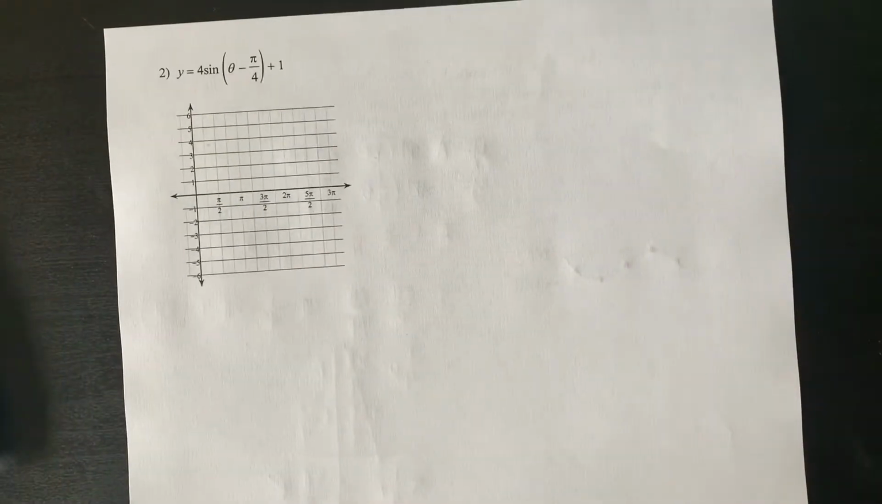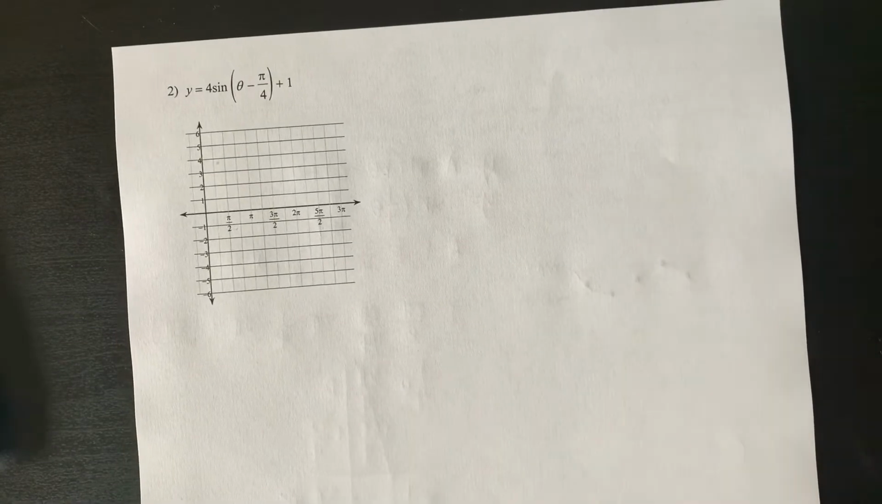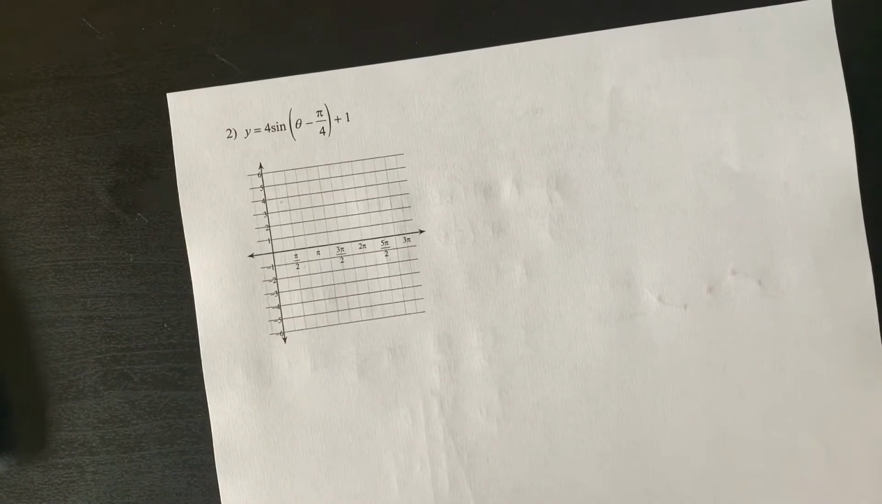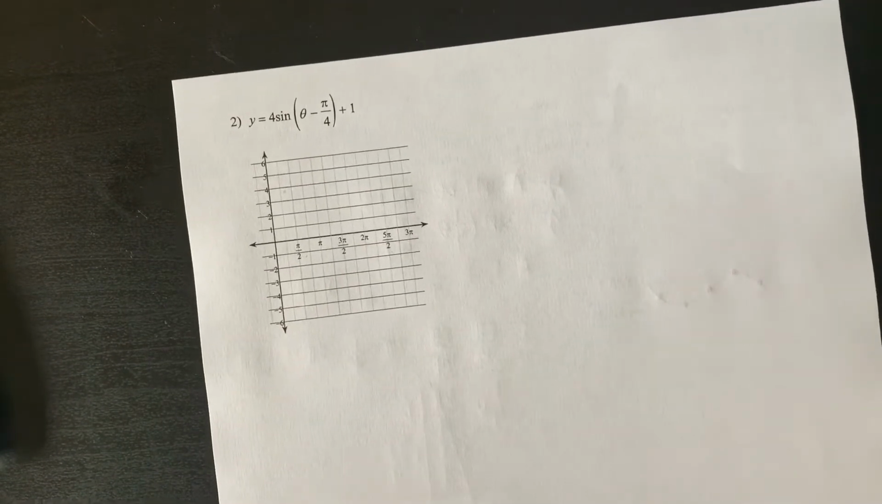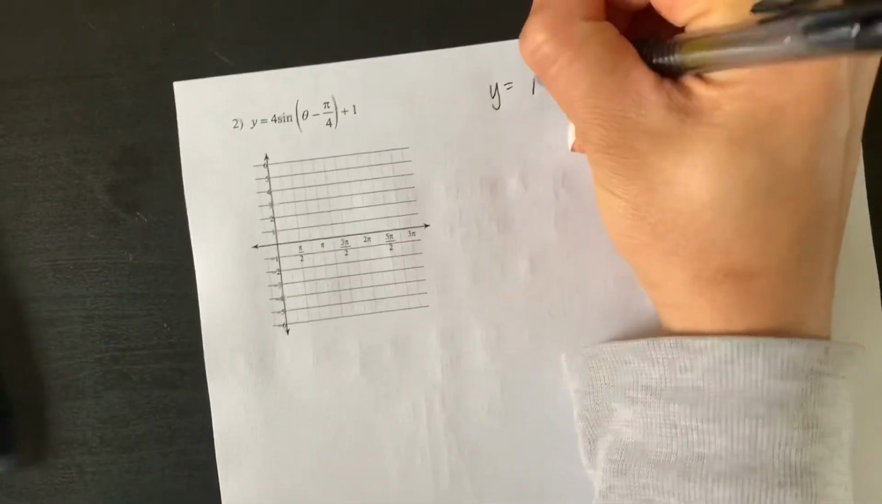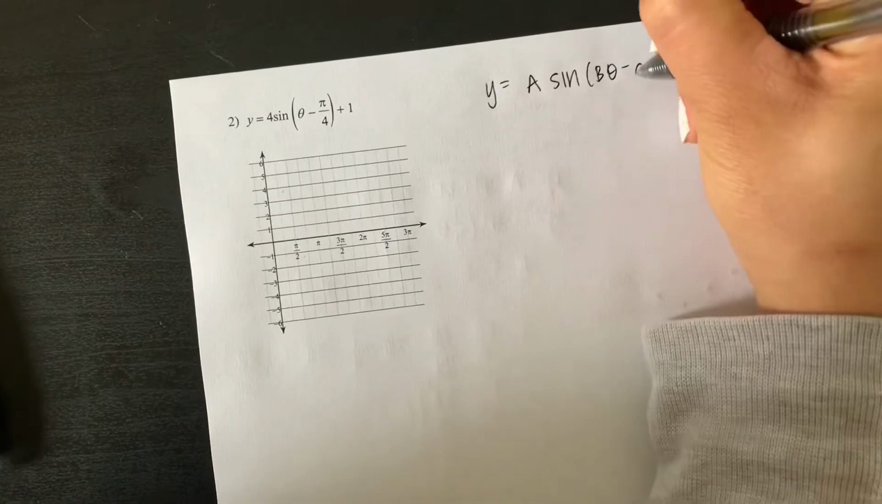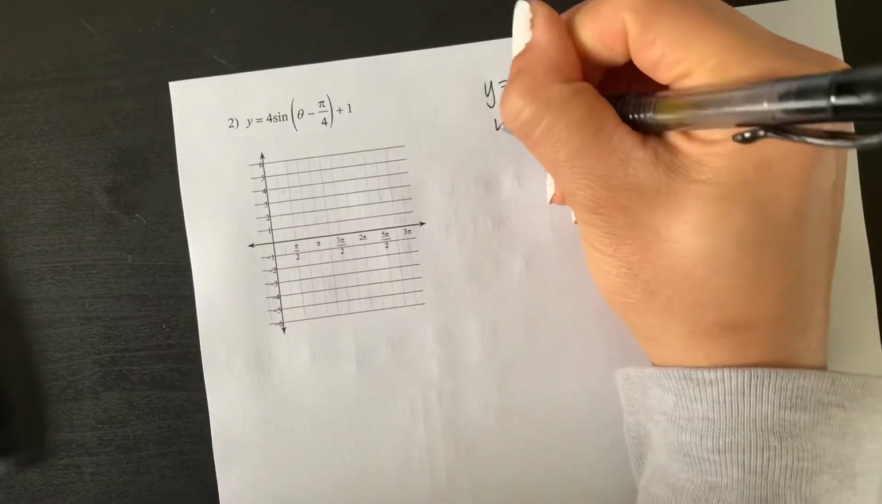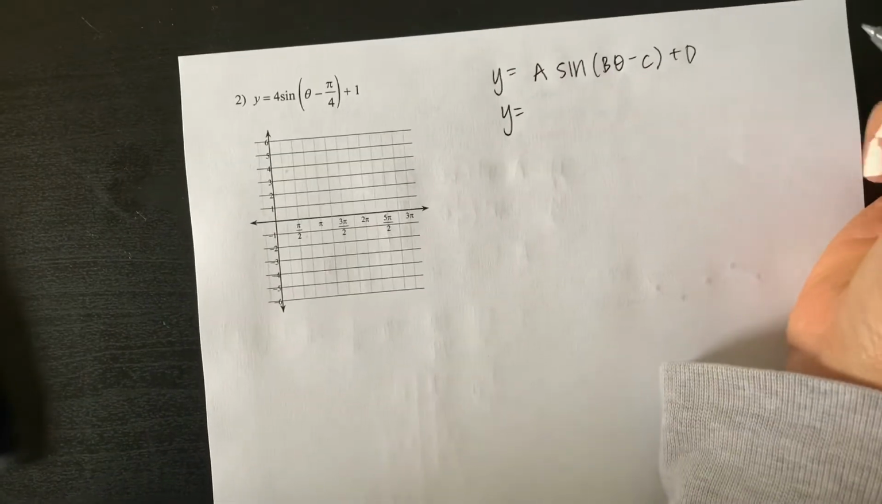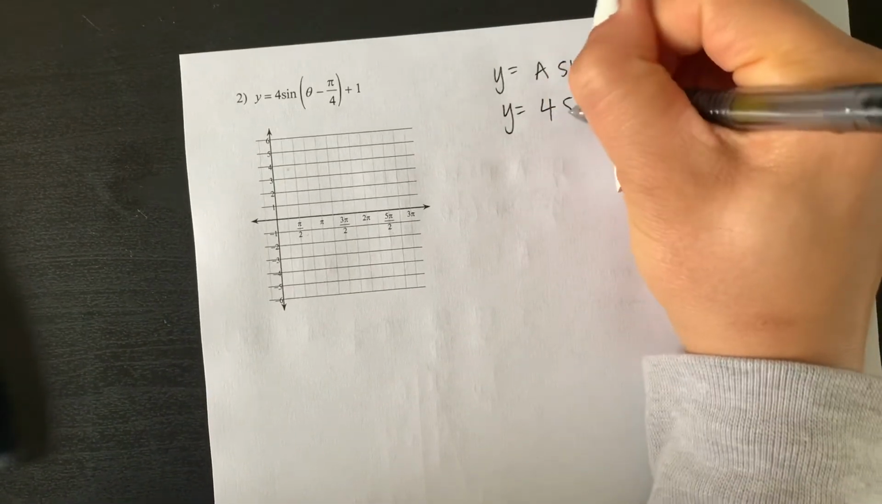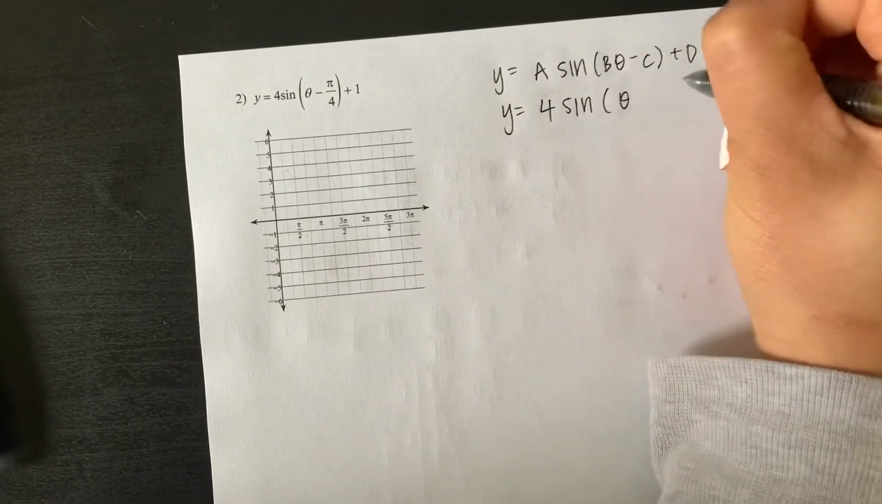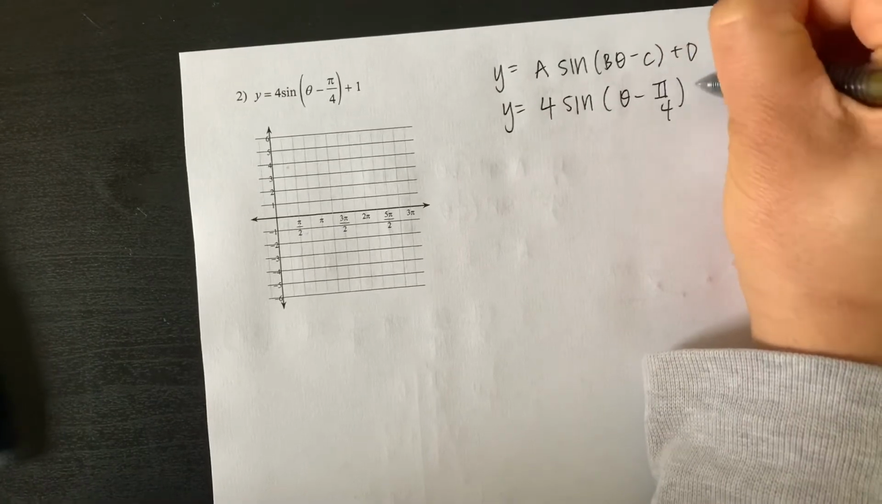Okay, the second question I have is this one right here. Y equals 4 sine theta minus pi over 4 plus 1. I'm going to go ahead and write down the original, and then underneath it, I'll write down the problem. So 4 sine theta minus pi over 4 plus 1.